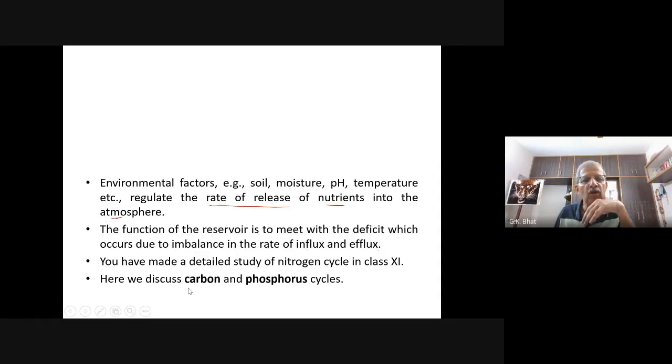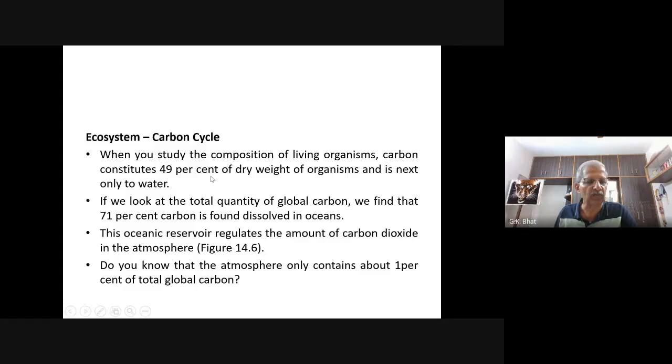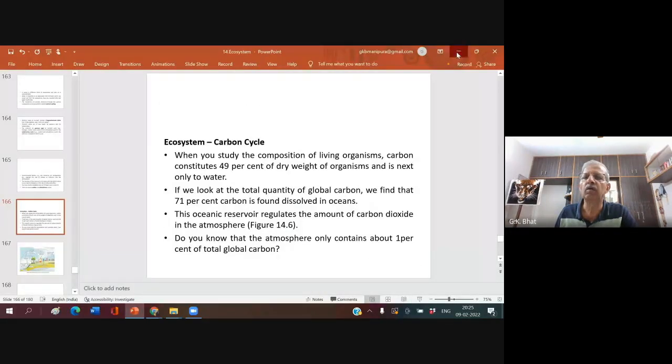We made a detailed study of nitrogen last time, and we are discussing carbon and phosphorus cycles this time. Now, I would like to put the next topic in the next class. I'll be studying the ecosystem carbon cycle. But prior to that, I have a question.